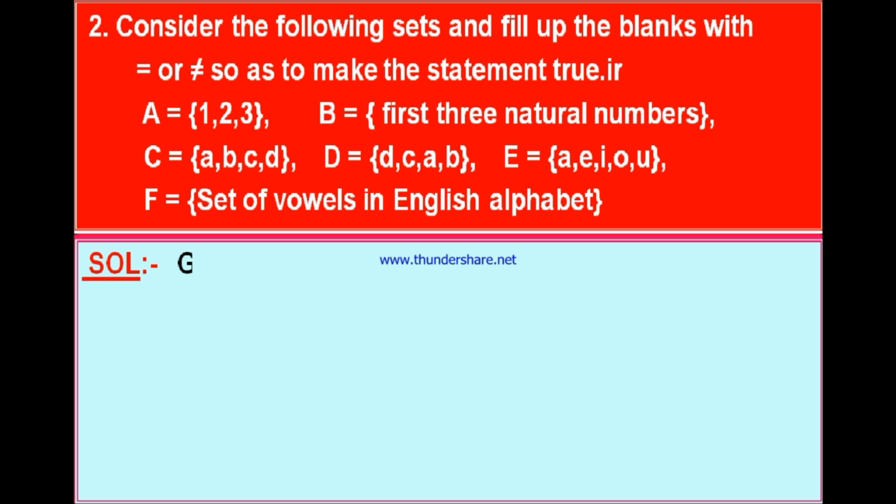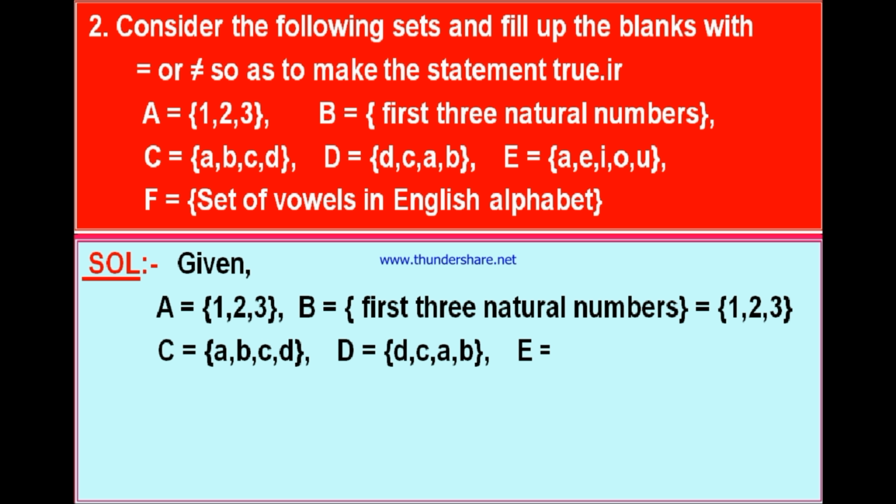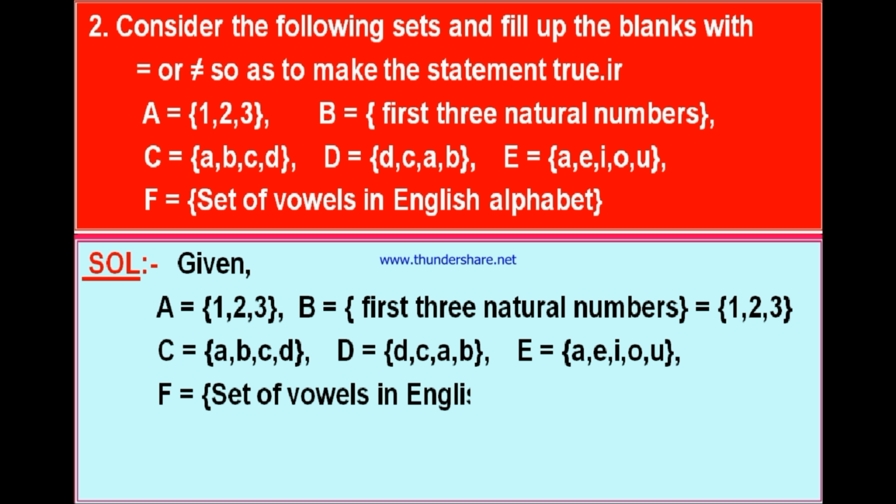Therefore, the solution. We are given that A is equal to set {1, 2, 3} and B is equal to the first three natural numbers. What are the first three natural numbers? 1, 2, 3. Set {1, 2, 3}. B is also set {1, 2, 3}. And C is equal to {A, B, C, D}, no problem. D is equal to {D, C, A, B} and E is equal to {A, E, I, O, U} and F is equal to the set of vowels in the English alphabet. We know that the vowels are A, E, I, O, U only. Therefore, F is equal to the set {A, E, I, O, U}.